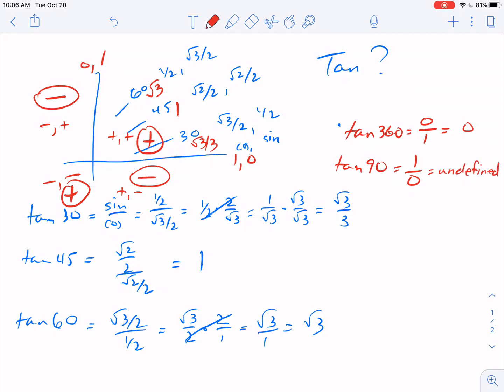So just watch out for those, the top, the bottom, left, and right. They're a little bit different, and that's how you work with tangent.